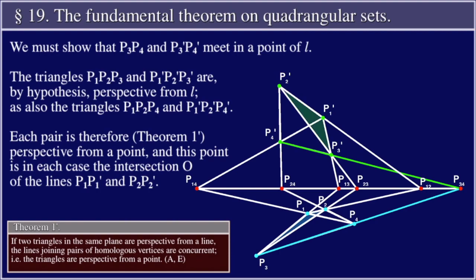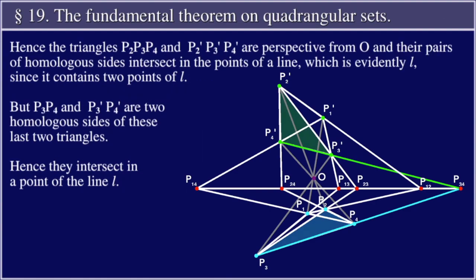The triangles P1P2P3 and P1'P2'P3' are, by hypothesis, perspective from L. So also the triangles P1P2P4 and P1'P2'P4'. Each pair is therefore, by Theorem 1', perspective from a point, and this point is in each case the intersection O of the lines P1P1' and P2P2'.